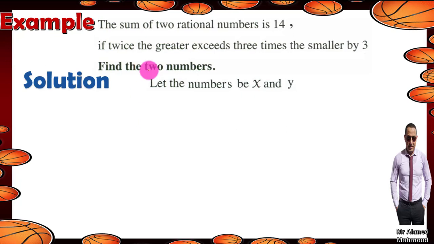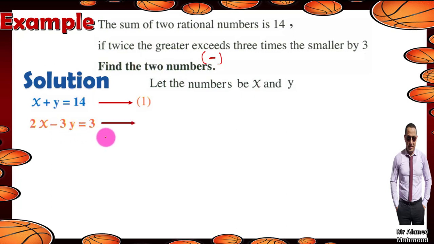The first thing he says is that the sum of two rational numbers is 14, so x plus y equals 14, and this is equation 1. Then, twice the greater exceeds: we always use exceed, more than, increase, decrease, all this comparison, to mean minus. So twice the greater means 2x, exceed means minus 3 times the smaller by 3, so 2x minus 3y equals 3. This is equation 2.